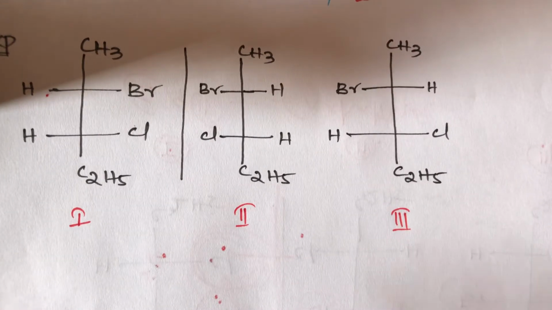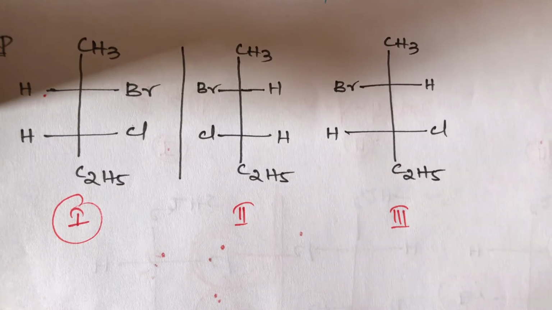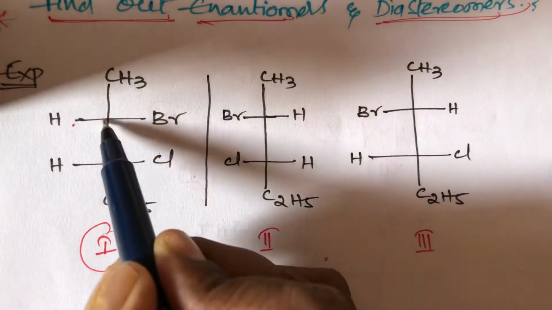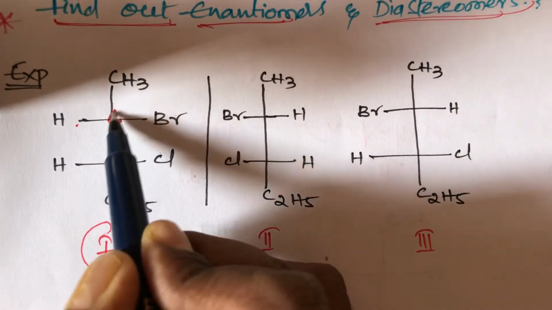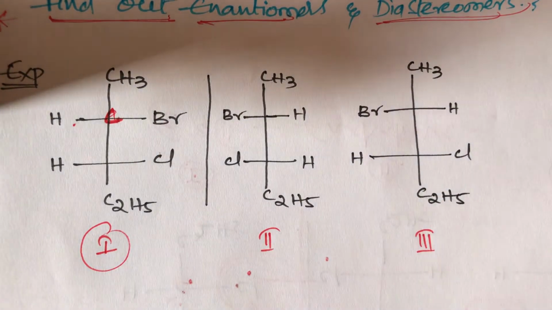So now take the example of structure 1. What is the condition for enantiomers? A chiral center is compulsory. In the first structure, one chiral center is there. Why? Because a chiral center means a carbon surrounding four different groups. That compound is a chiral carbon.